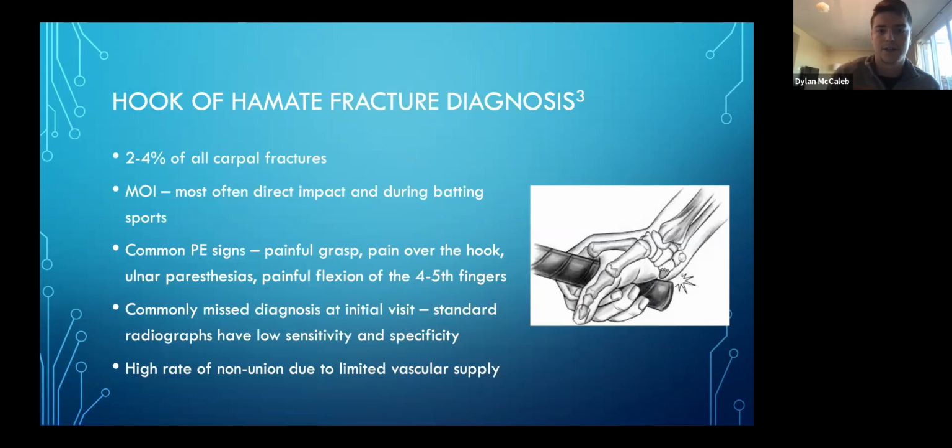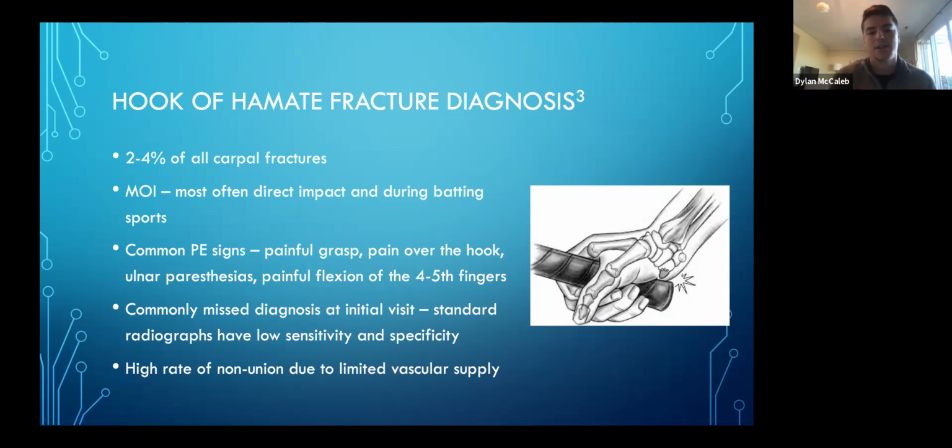So just some fast facts about hook of hamate fractures. They're fairly rare in terms of all carpal fractures, only 2 to 4%. Most commonly injured with direct impact or batting sports like baseball or golf. Common physical exam findings are pain with gripping, pain over the hook of hamate, ulnar paresthesias, as well as painful flexion of the fourth and fifth digits.